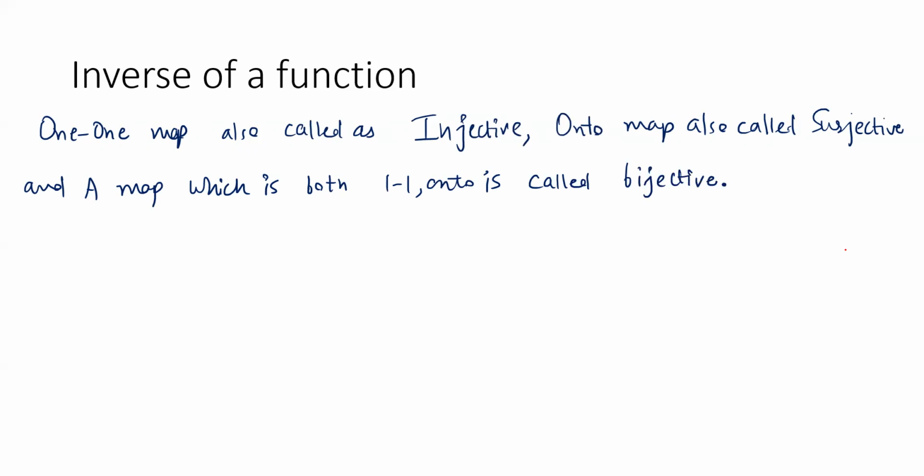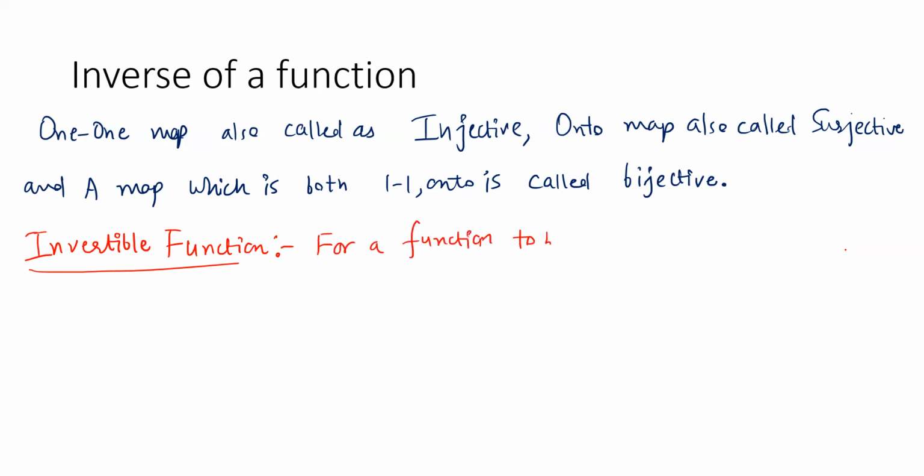Otherwise, this is the meaning of a bijective map. It should be both 1-1 and onto. So when do we say a function's inverse exists? Like you have seen the functions sine inverse x or tangent inverse x. When you can talk about a function's inverse existing, the function has to first be bijective. So for a function to be invertible, it should be bijective, both 1-1 and onto.